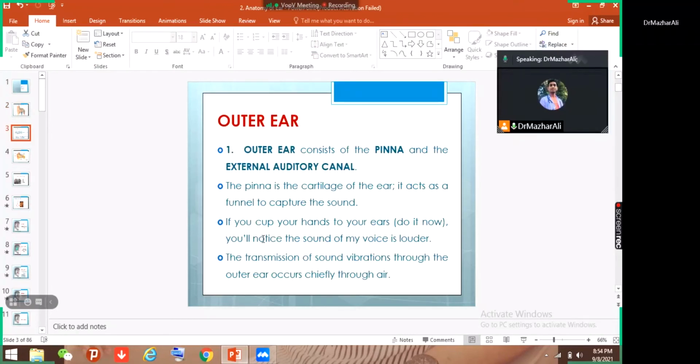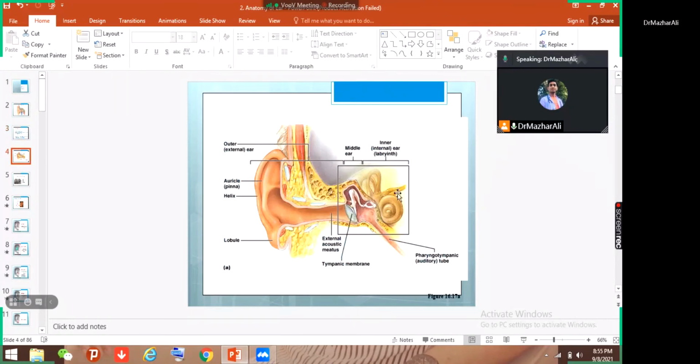The transmission of sound vibration through the outer ear occurs chiefly through air, which means sound waves travel through air. Some air is also present in the middle ear. Now you can see in the detailed view the external ear, and the tympanic membrane also takes part in the middle ear. This is the pinna, this is the helix, this is the lobule of the ear, and this is the auricle. This is the outer ear part.